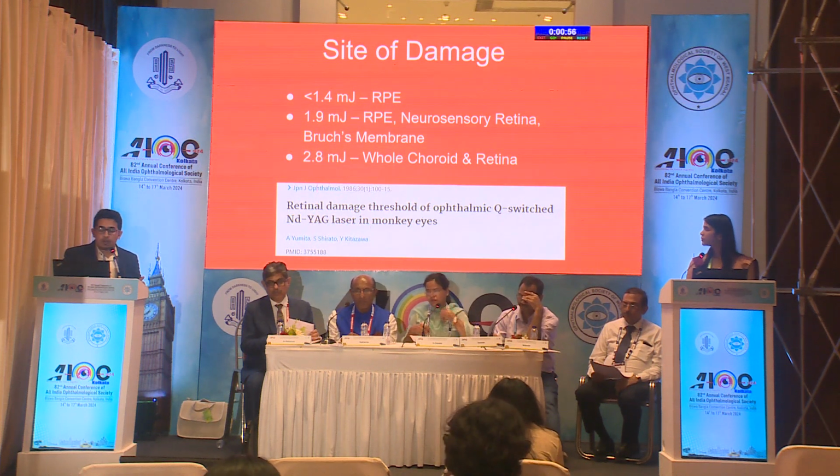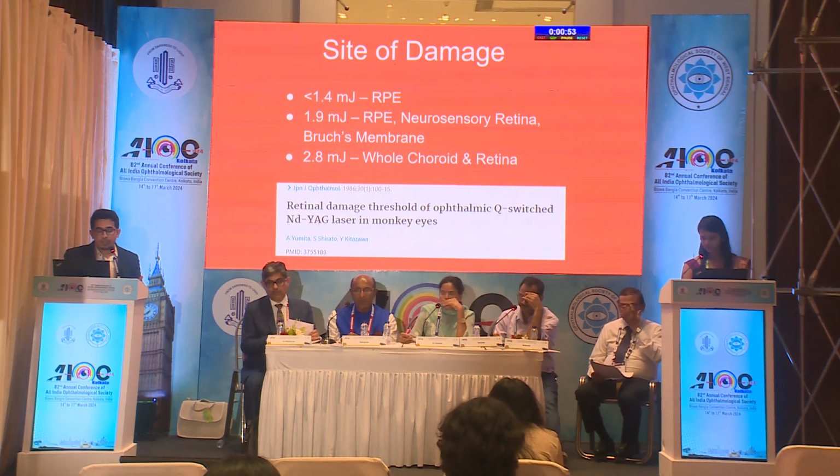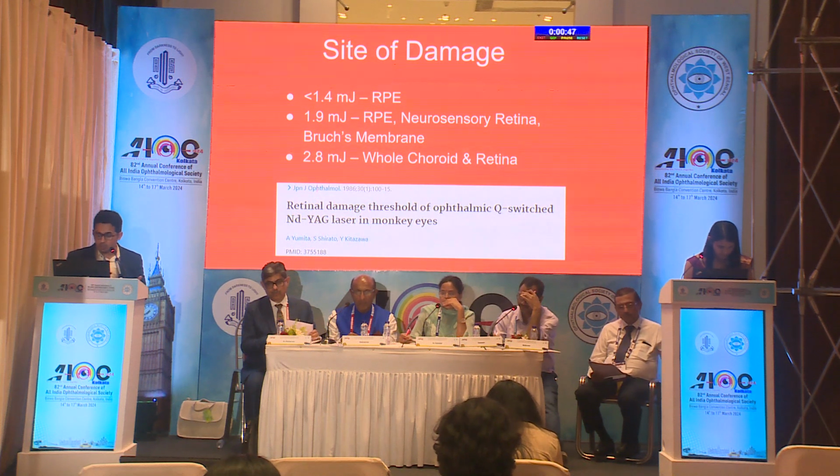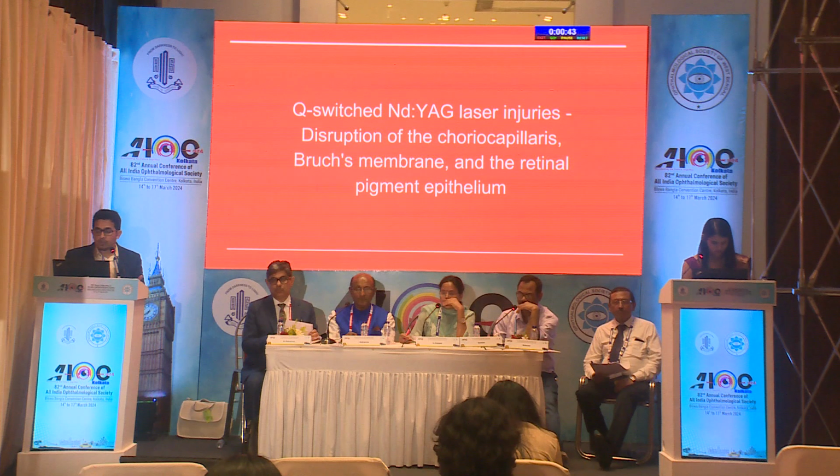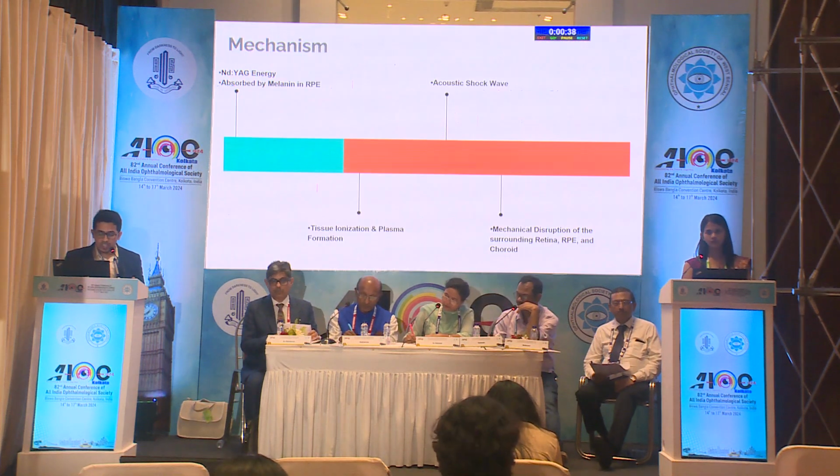If it is less than 1.4 millijoules, the RPE is affected. If it is of the order of 1.9 millijoules, the RPE, neurosensory retina and Bruch's membrane are affected. If it is around 2.8 millijoules, then the whole of the choroid and retina is affected. There is disruption of the choriocapillaris, Bruch's membrane and the RPE when there is injury by Q-switched Nd:YAG laser.